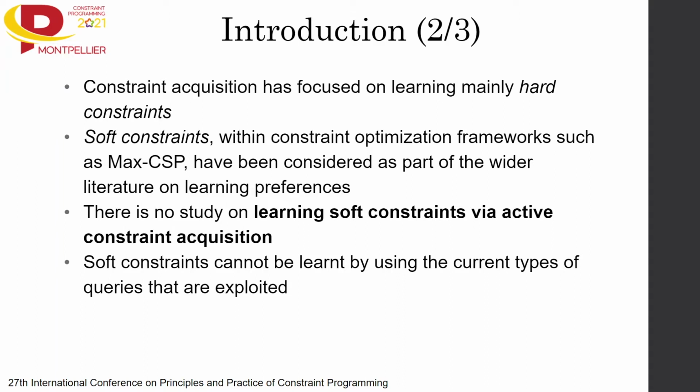Although constraint acquisition has progressed a lot lately, there are still several challenges to overcome. One of the most important ones is that although soft constraints are a very important part of constraint programming, modeling user preferences, constraint acquisition systems have focused on learning mainly hard constraints. There is no study on learning soft constraints via active constraint acquisition.